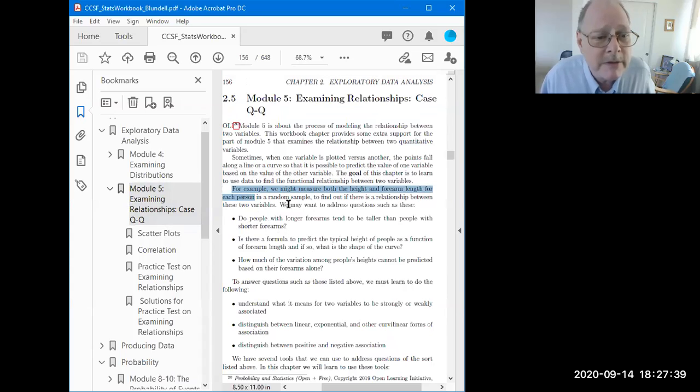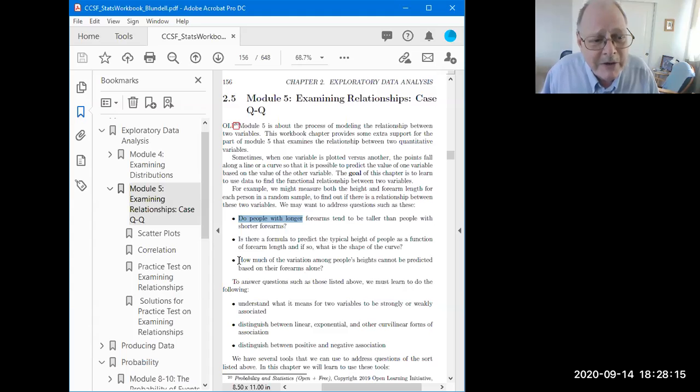One example is you could look at measuring both the height and the forearm length for each person in a random sample taken from a big population. And you could try to address questions like, do people with longer forearms tend to be taller than people with shorter forearms? The forearm's the part after your elbow. Okay. And is there a formula where you could predict the typical height for a person with a given forearm length?